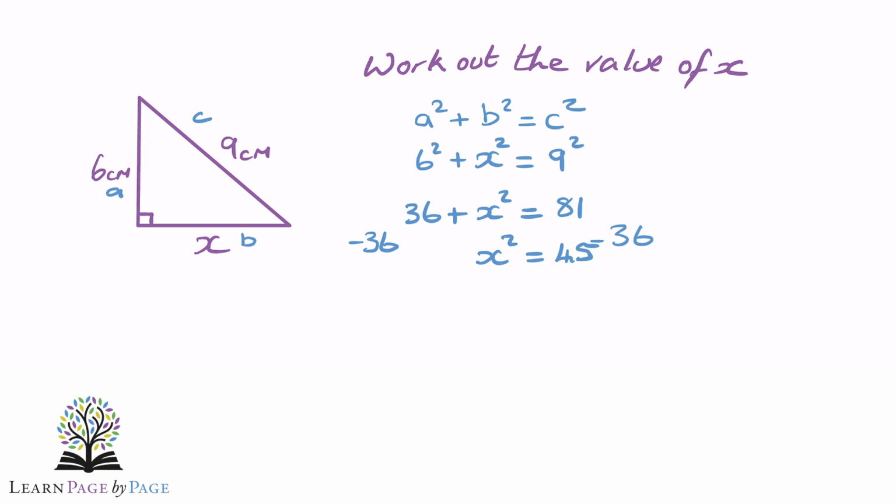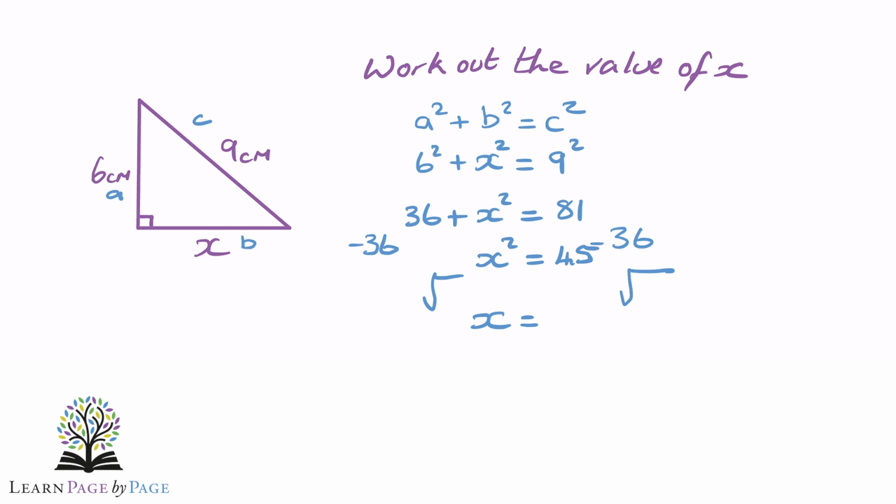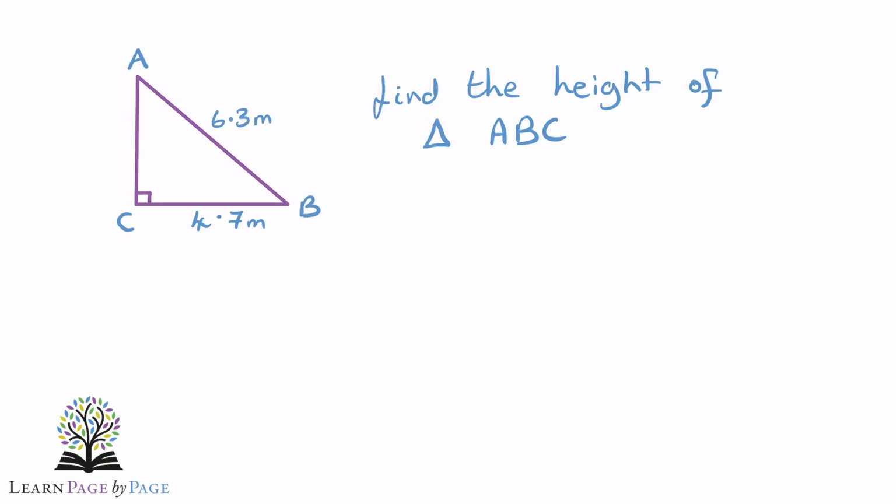Tell the examiner that's what you're doing. Square root this side, square root this side, and that will get rid of the squared. So you're left with x, and x equals, to 1 decimal place, 6.7. And that's your answer. Now let's move on to the third one.